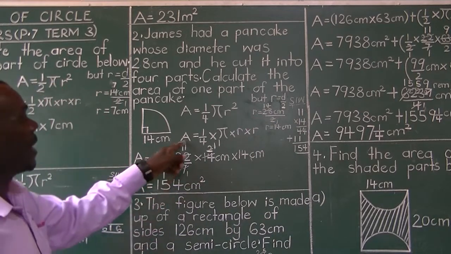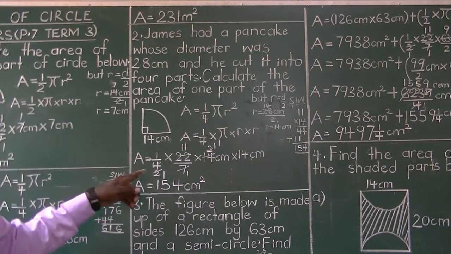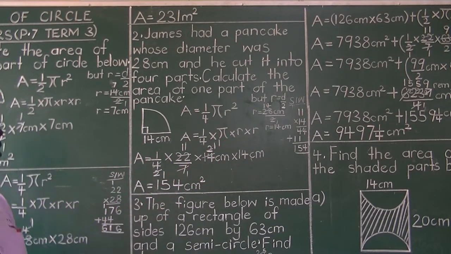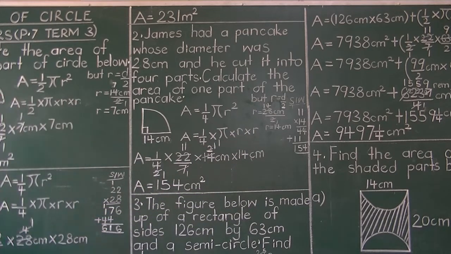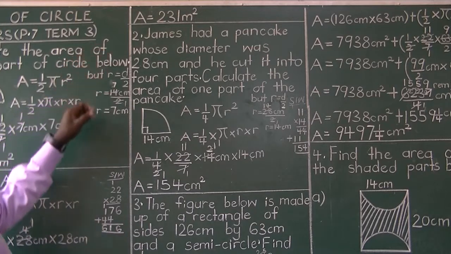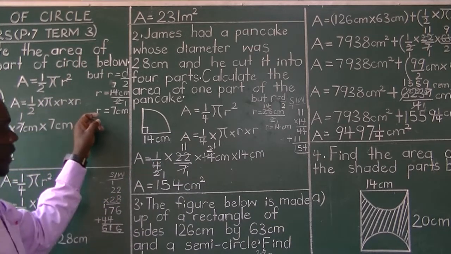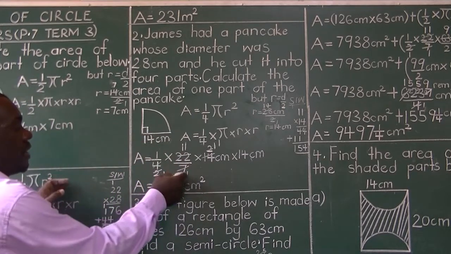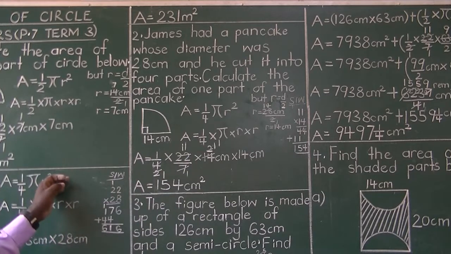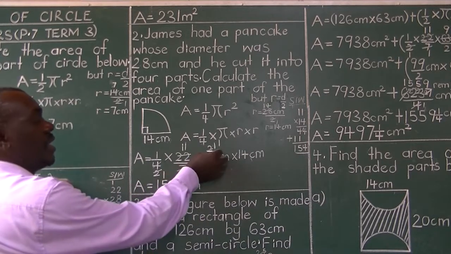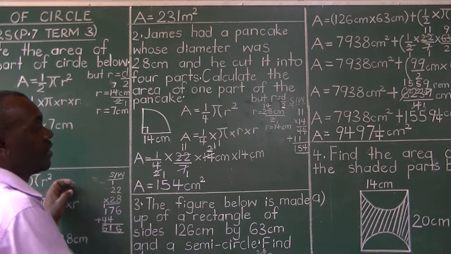And now you expand: area equals a quarter times pi times radius squared. Then area equals a quarter times 22 over 7 times 14 centimeters times 14 centimeters. You are then obliged to divide. You divide by 2: 4 divided by 2 gets 2. 22 divided by 2 gets 11. 14 divided by 2 gets 7. And 7 divided by 7 is 1. And then 14 divided by that 7 you get a 2.